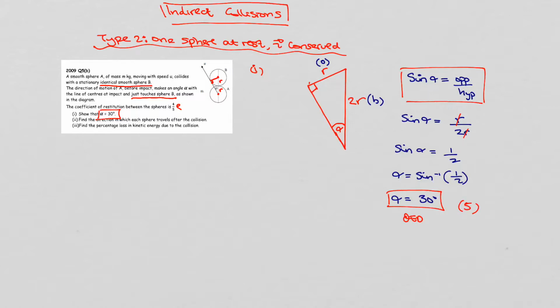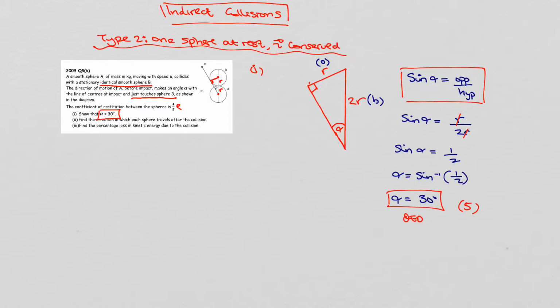So even if you couldn't get the first part out, you still know what alpha is for the rest of the question. So part 2 wants us to find the direction in which each sphere travels after the collision. We're looking for the direction of the spheres, which means that we need to know their angle. So we need to work out their slopes. In other words, we need to look at tan after the collisions.